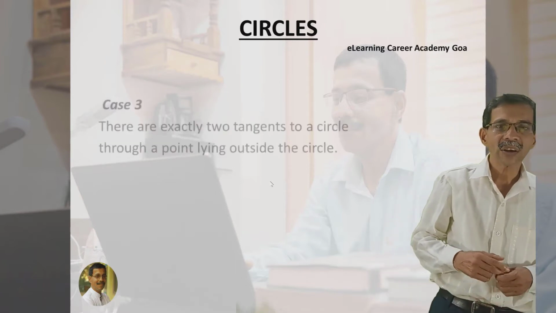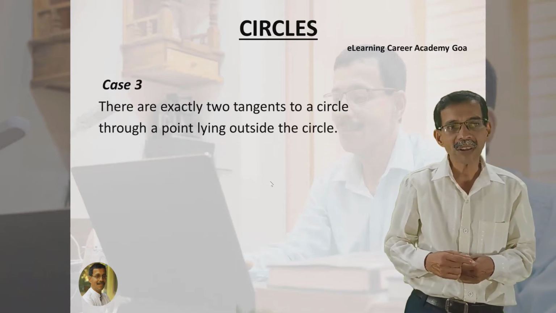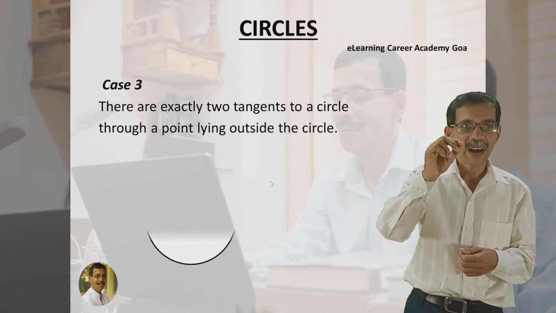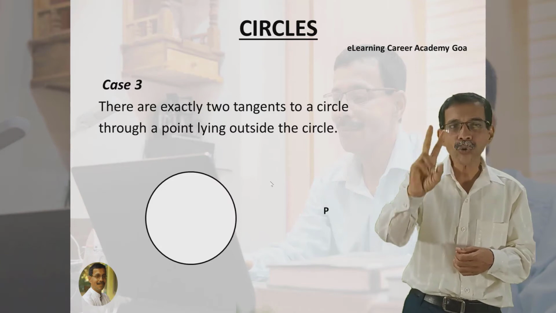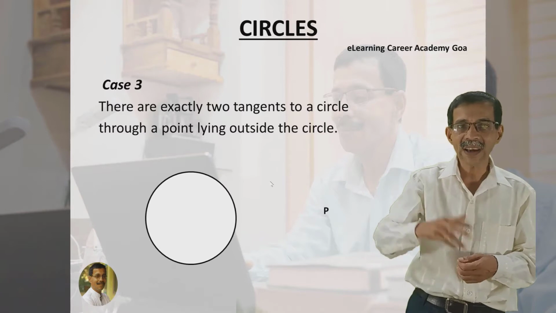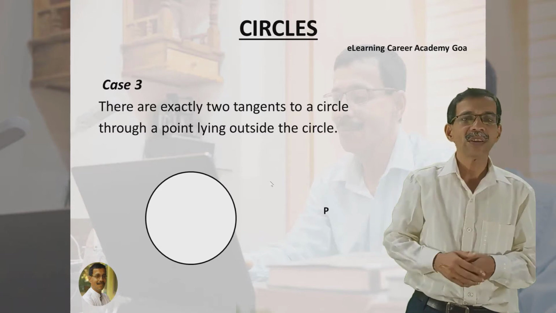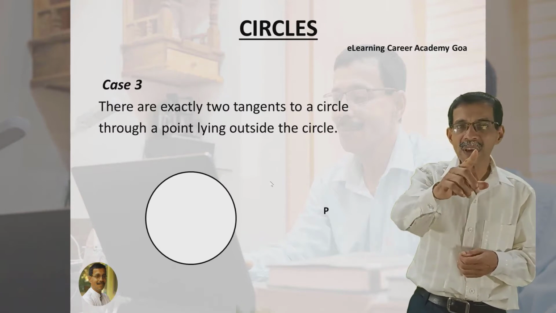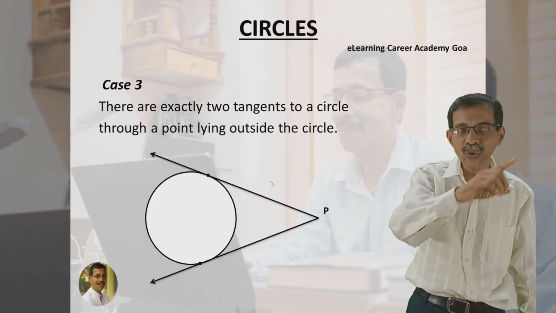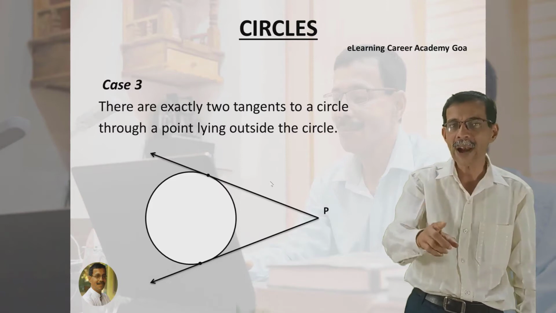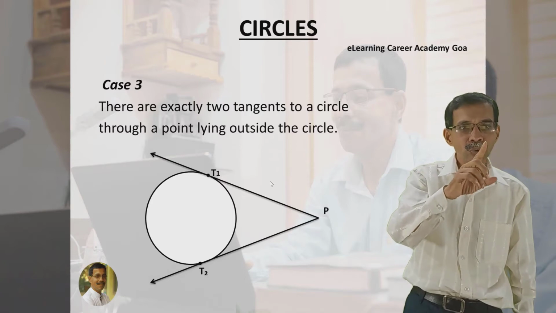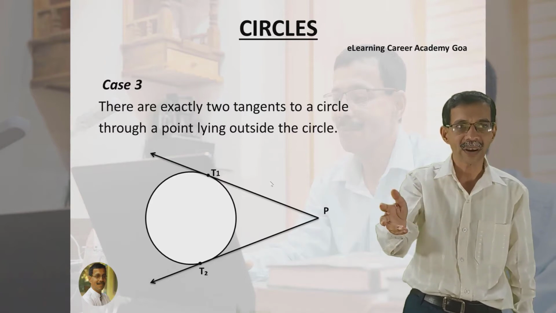Now let us go to case number 3, in which we take the point outside the circle. There are exactly two tangents that can be drawn to a circle through a point lying outside the circle. For example, this is a circle and point P is lying outside the circle. And you see, these are the two tangents, PT1 and PT2, possible through the point outside the circle.